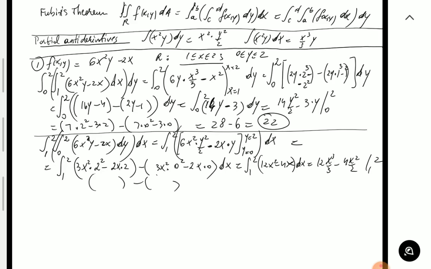Right, that makes it 4 times 2 cubed, minus 2 times 2 squared. And then 4 times 1 cubed, 2 times 1 squared. 32 minus 8 minus 4 plus 2. And obviously 34 minus 12, and obviously that's 22. Same thing.